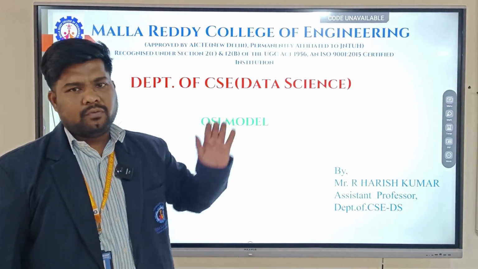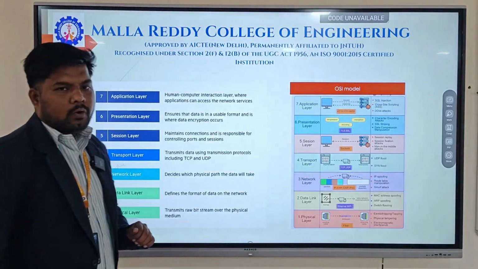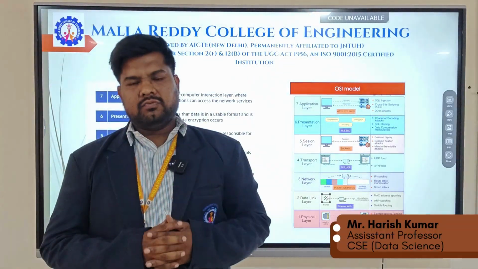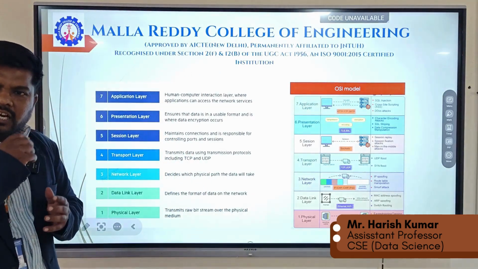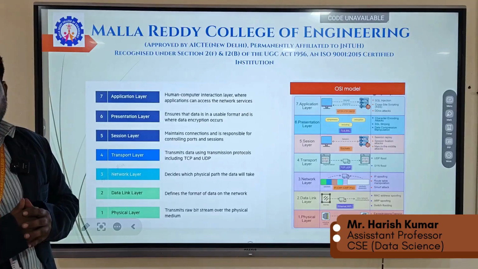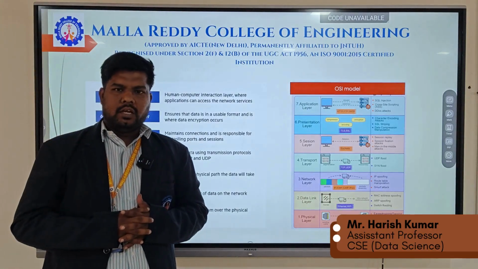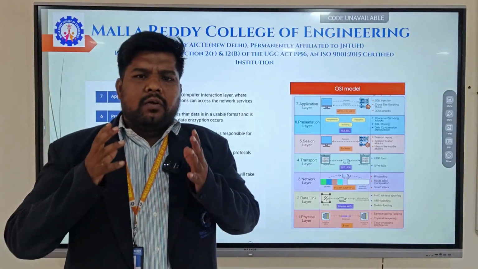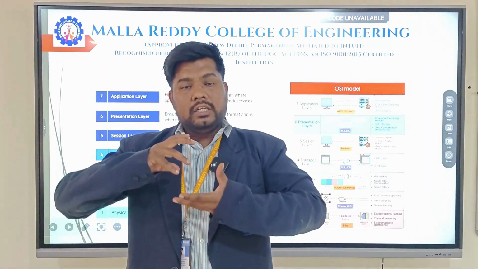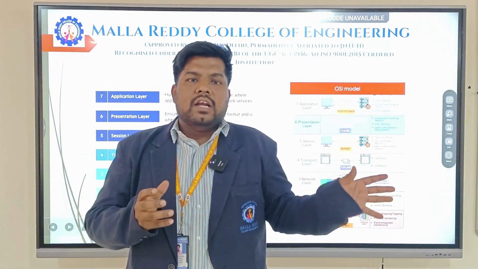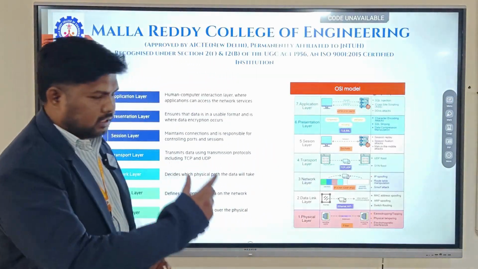Today my topic is the OSI layer. The OSI model consists of 7 layers. The first one is the application layer, next the presentation layer, session layer, transport layer, network layer, data link layer, and physical layer. These 7 layers collaborate to transfer data from one network to another network. How it details the data flow between one network and another, we'll discuss in detail in the next slide.